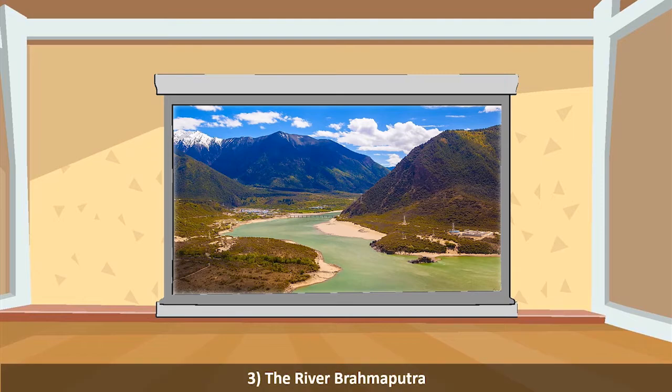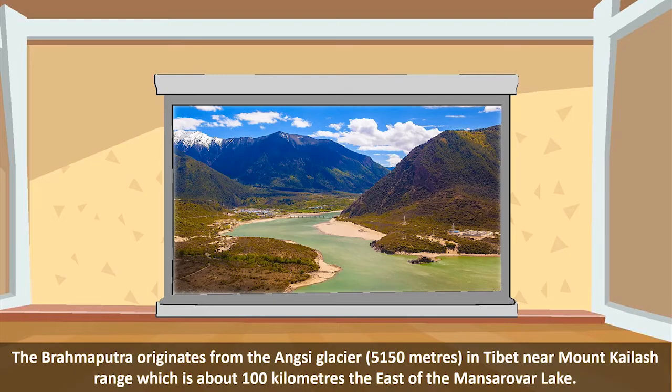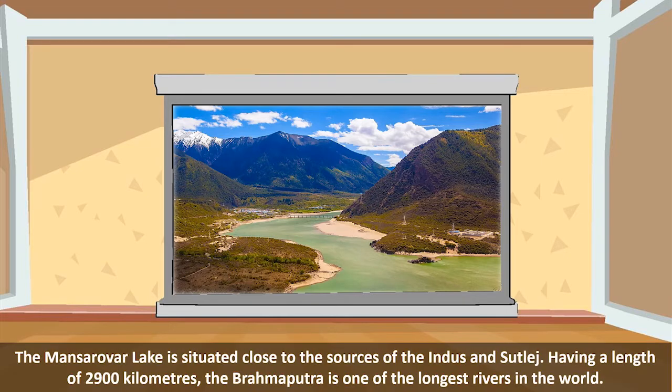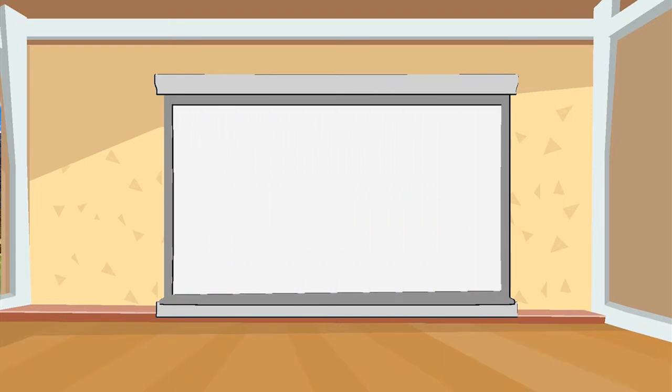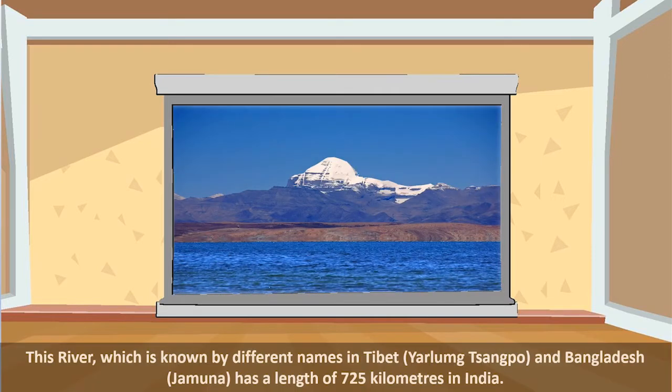The origin of the Brahmaputra river lies in the Angsi Glacier, which is at a height of 5,150 meters near the Mount Kailash range in Tibet, which is 100 kilometers to the east of the Mansarovar Lake. The Mansarovar Lake is situated next to the river. The length of the river Brahmaputra is 2900 kilometers.